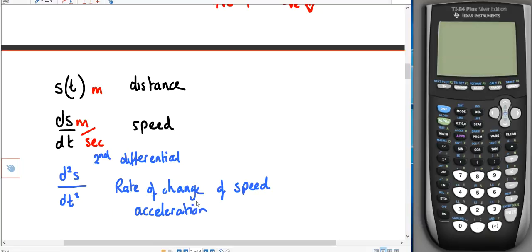So that's a common one, especially in physics. I differentiate distance, I get speed. I differentiate speed, I get the acceleration. So my second differential. Now there are other times when we would maybe want to consider the second differential, but just to show, distance, speed, acceleration, they're all linked. So I can take the distance function, differentiate it, get speed, differentiate again, and get acceleration.